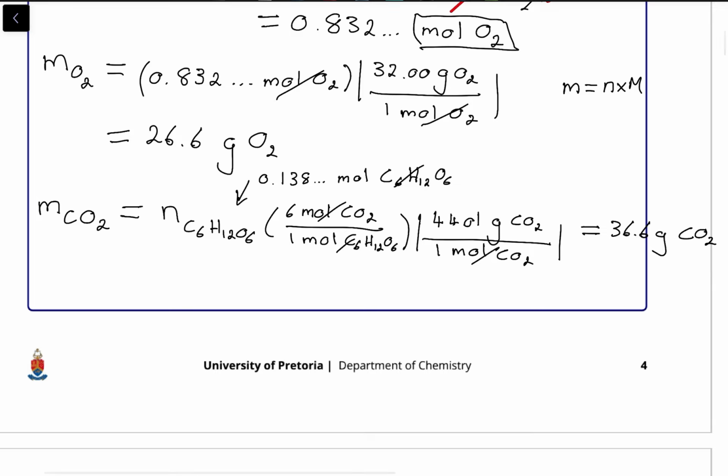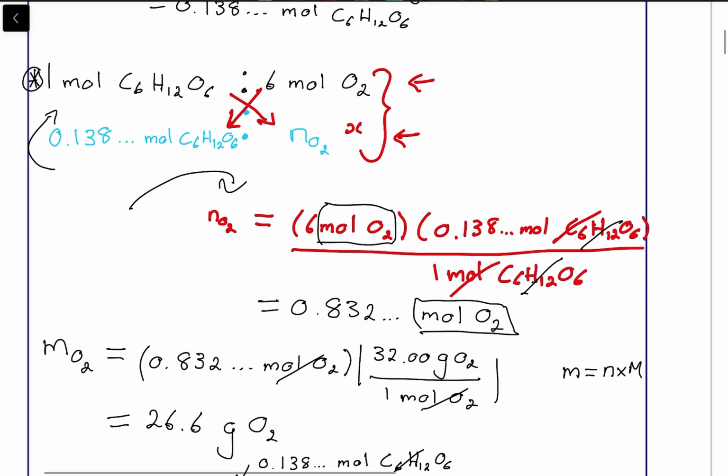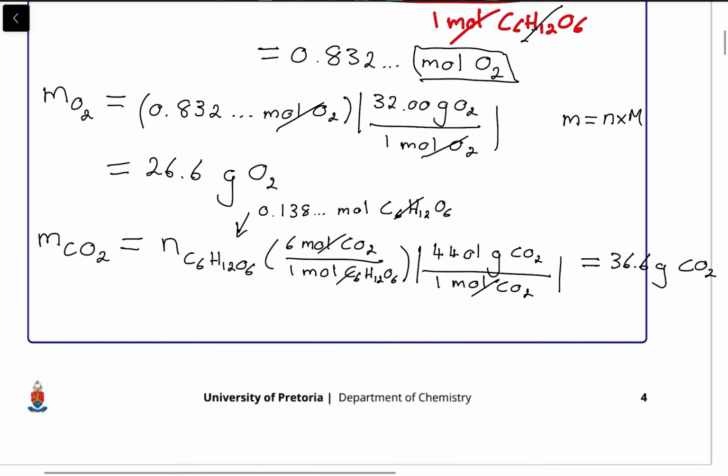I hope that makes sense. You can, of course, always write it out in the same manner as we argued for the mass of O2. There's nothing wrong with that. You don't have to write it as condensed as I wrote it here. I just wrote it out because we went through the argument for O2. It will be the same argument for CO2. With good practice, you should then get 36.6 gram.